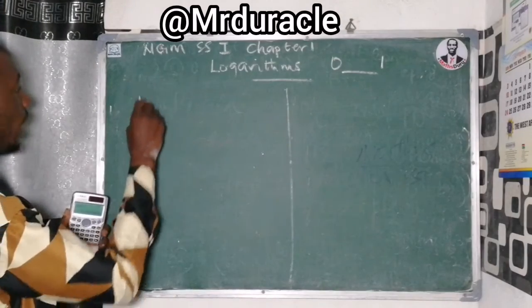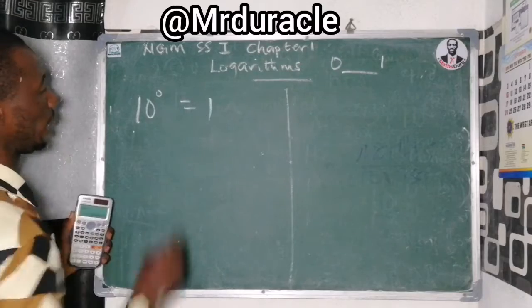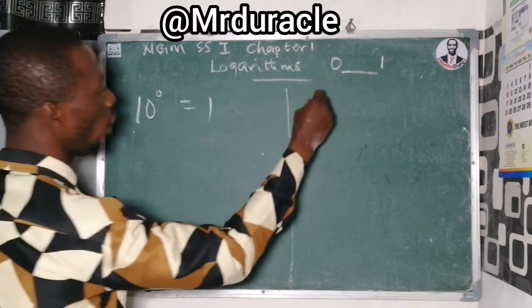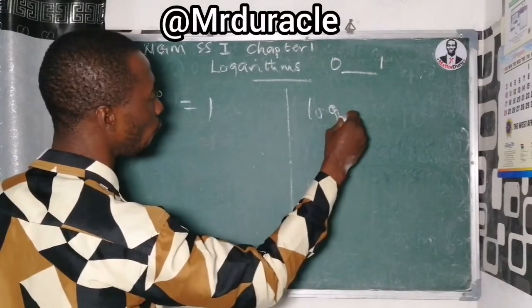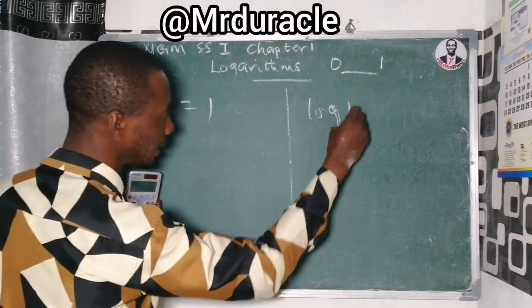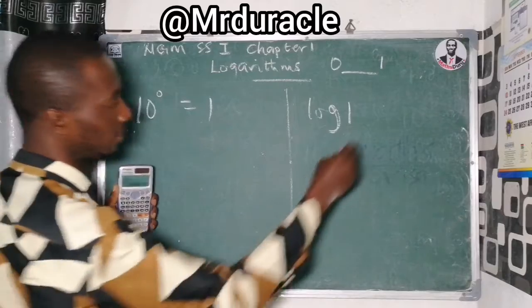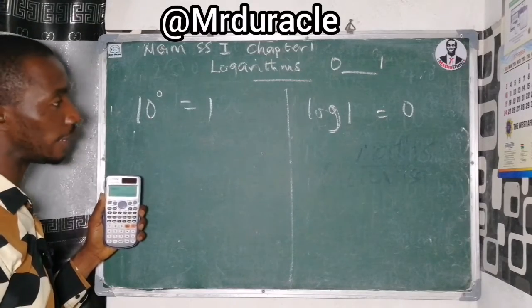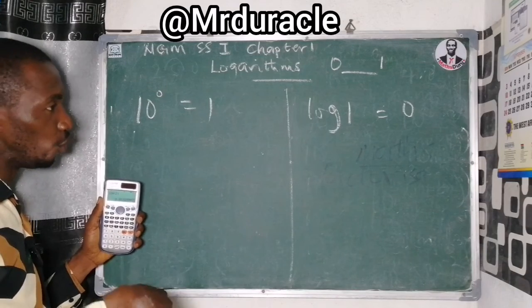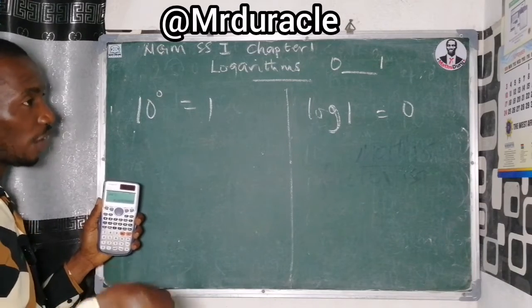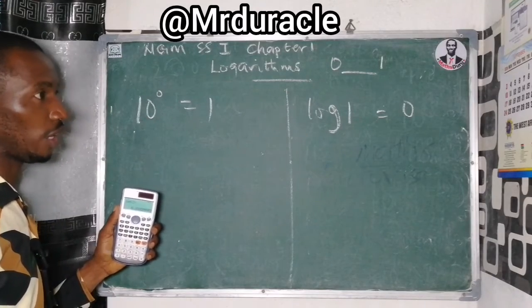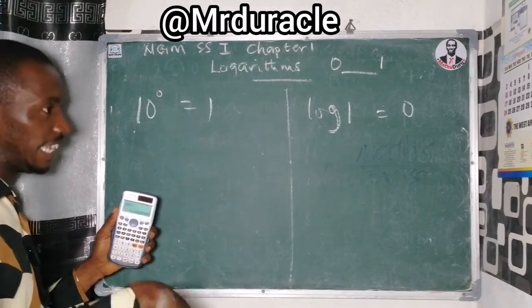Like if I say 10 raised to the power 0 is 1, right? Now why is it 1? It's 1 because the log of 1 is 0. That's what it means. Log of 1 is the index value of base 10, because that is what log means. Log means base 10.